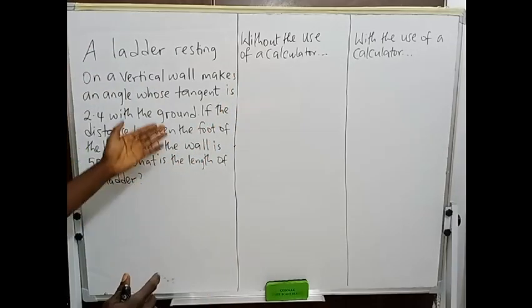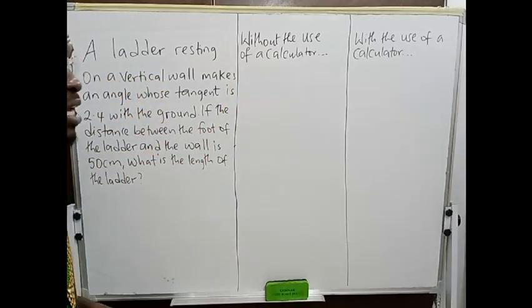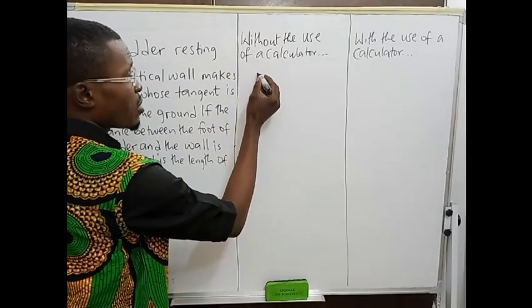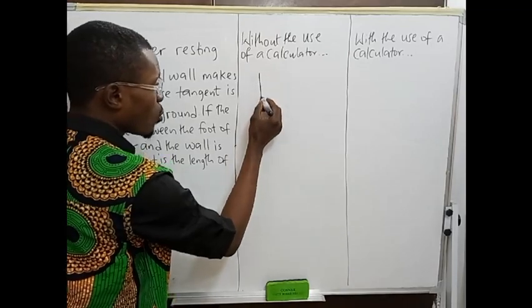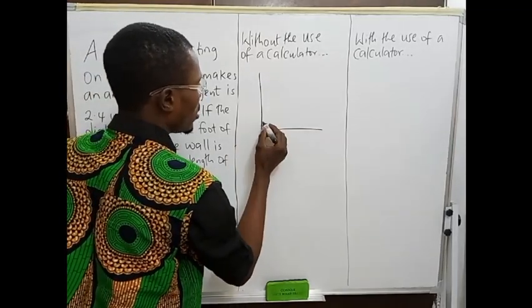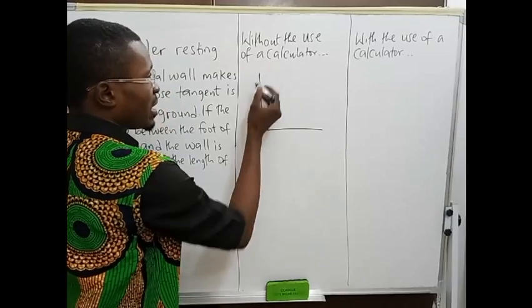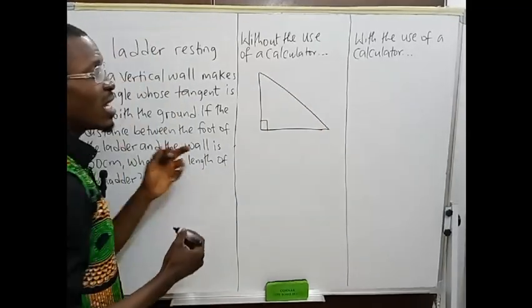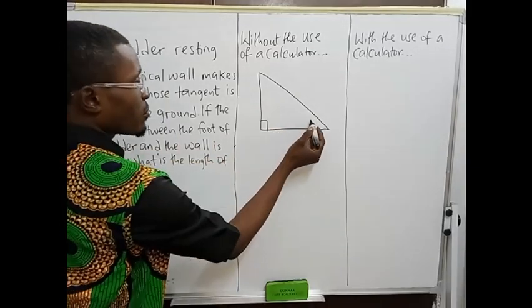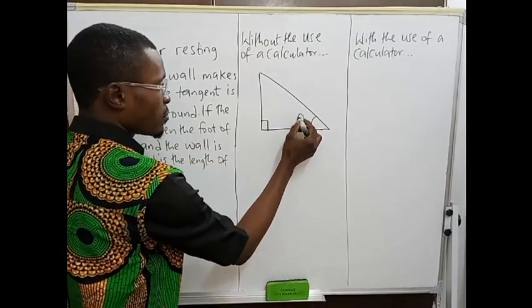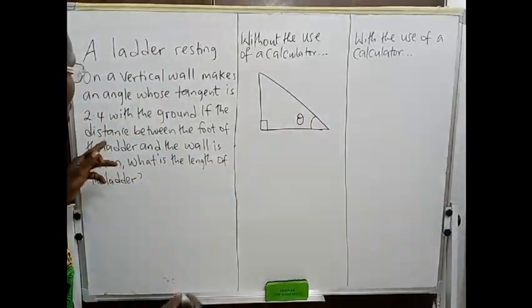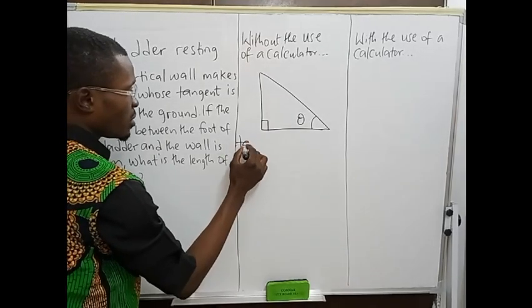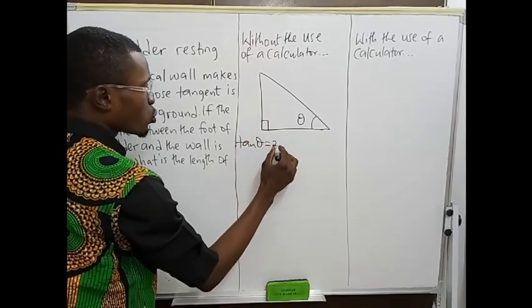For the first case, we know that the vertical wall and the horizontal ground will make an angle of 90 degrees. So I'm going to have a representation like this. This is the wall and this is the ground, 90 degrees. And here comes the ladder. We're told that the ladder makes an angle with the ground, so we have something like this, theta.